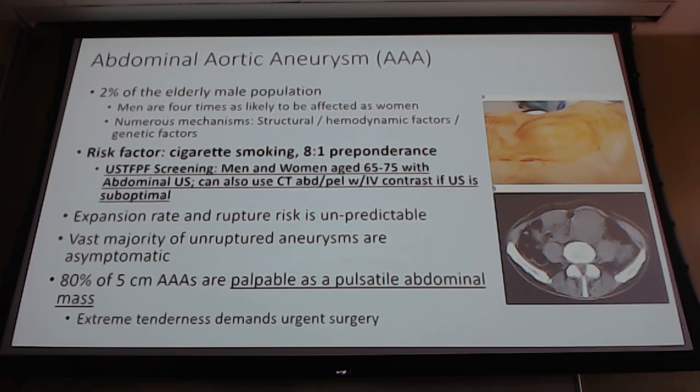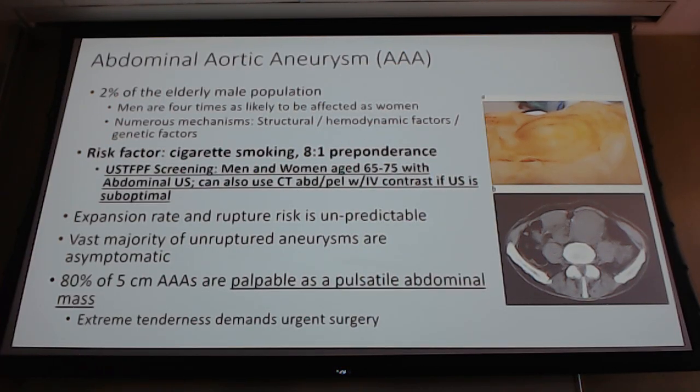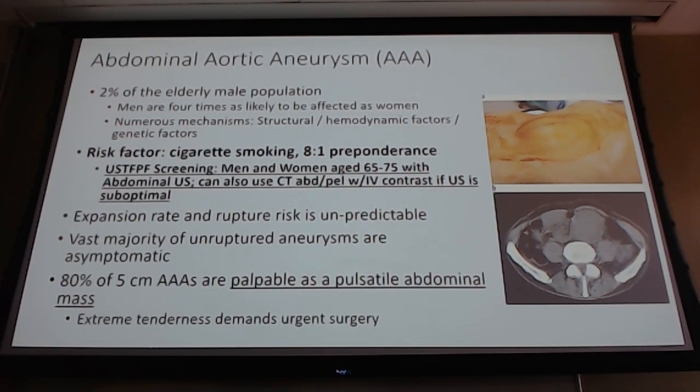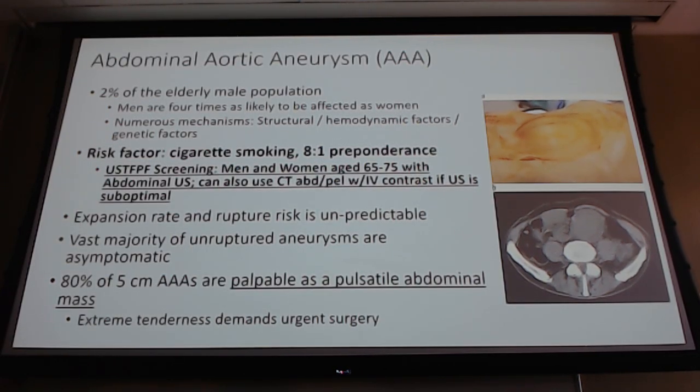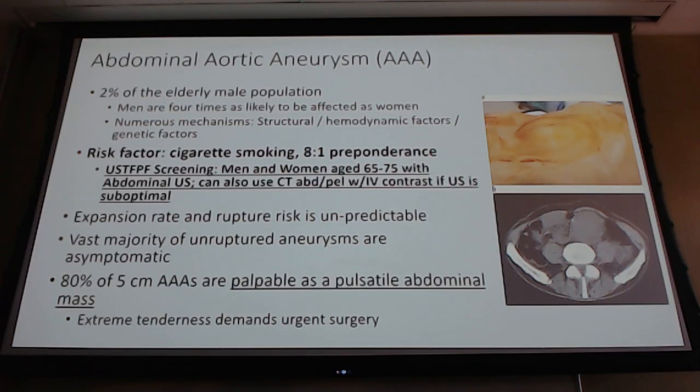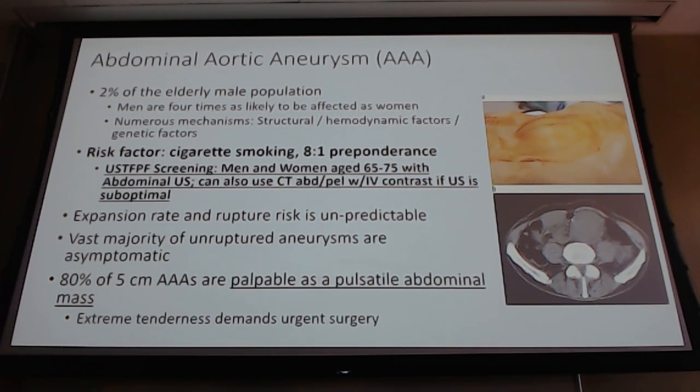The hardest thing about AAAs is that expansion rates and rupture risk are unpredictable. We just cannot predict. There's no good calculation or risk factor that we can assign that would say if you have this, then you're going to rupture now. We have no idea. It's just our body's way of compensating, and so it expands at its own rate. It may rupture, it may never rupture. It's very, very unpredictable.